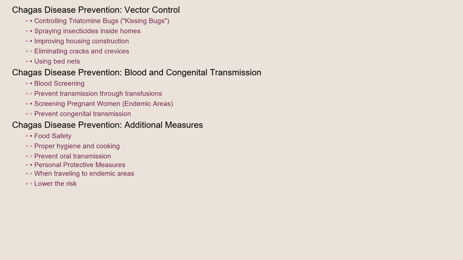Prevention of Chagas disease focuses on controlling the triatomine bugs, also known as kissing bugs. This includes spraying insecticides inside homes, improving housing construction to eliminate cracks and crevices where the bugs can live, and using bed nets. Blood screening is crucial to prevent transmission through transfusions. Pregnant women in endemic areas should be screened to prevent congenital transmission. Food safety measures, such as proper hygiene and cooking techniques, can help prevent oral transmission. Personal protective measures when traveling to endemic areas can also lower the risk.